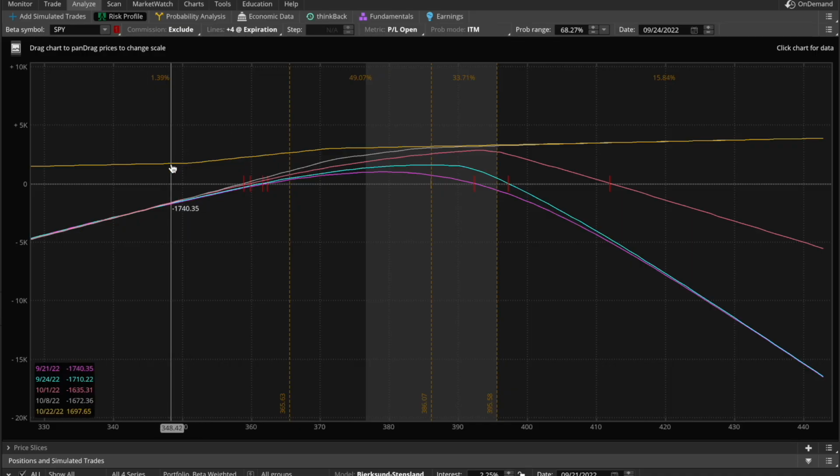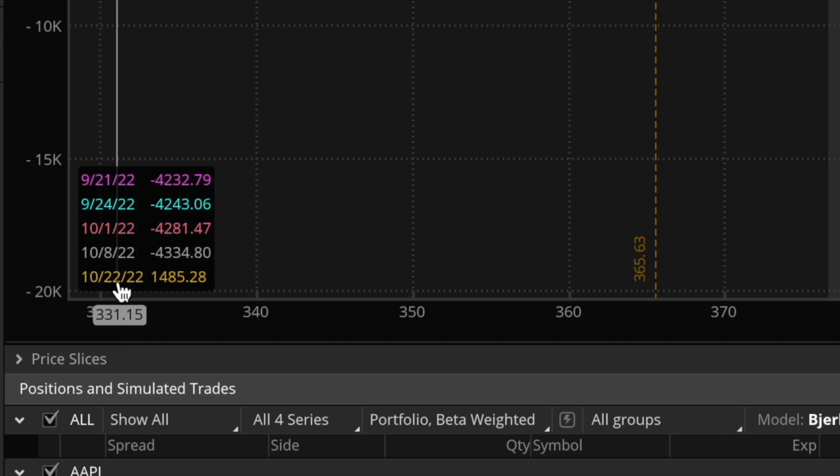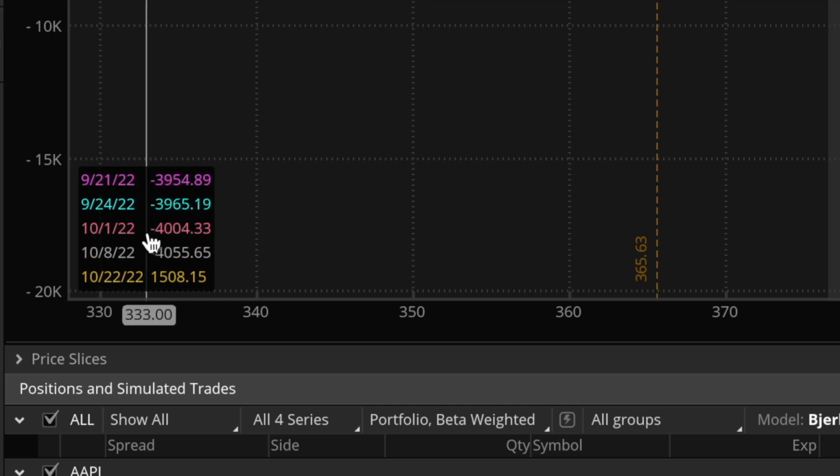So now in this yellow line, you can see my profit or loss by October 22nd, for some reason, the 22nd expiration date. Should be 21st, but close enough. I think for some reason they always add 1 extra day on top of the actual expiration date. But again here, all these dates show you the expirations that I currently have trades in right now in my portfolio.